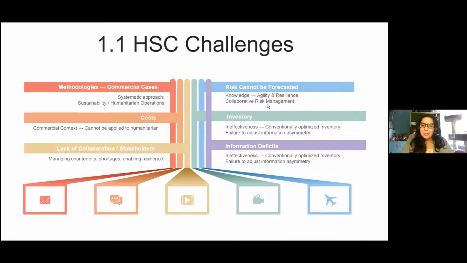So that's why we know humanitarian supply chains need to be agile and resilient. So we also need to focus on collaborative risk management. And also there is the issue of inventory, because sometimes it cannot be optimized.